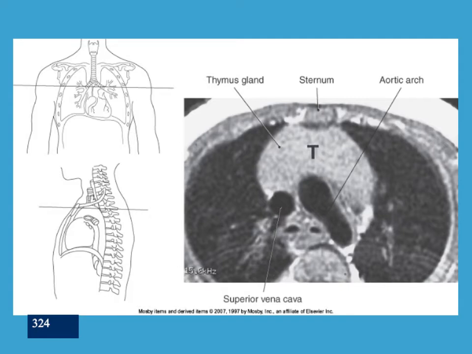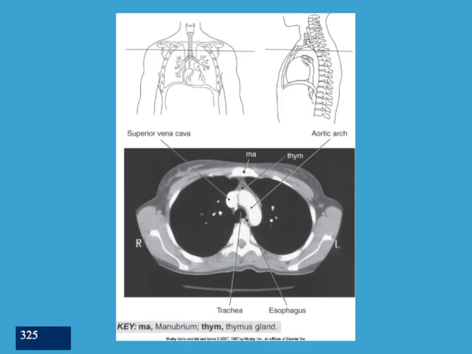So here's the thymus gland on a child, right there. It's behind the sternum and it's anterior to the aorta. Look at another one. This is a CT image. Again, you can look at the thymus gland right there.